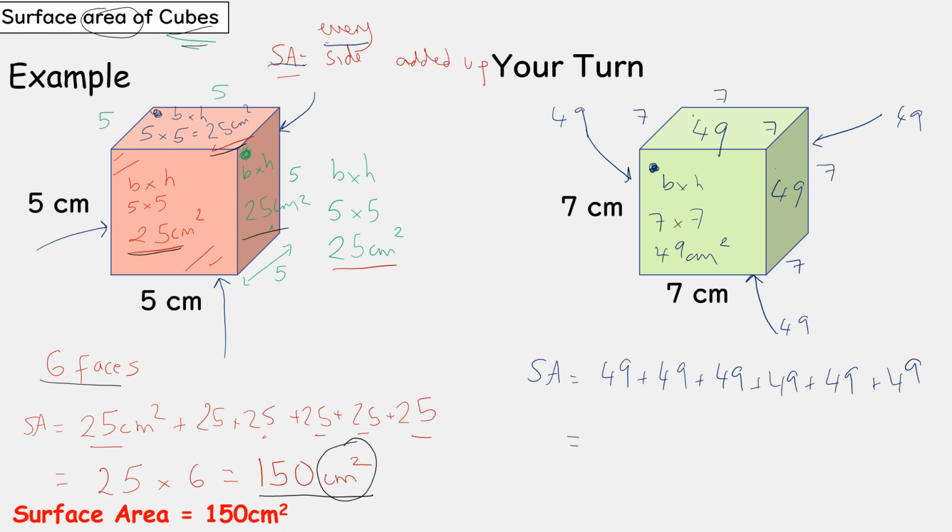Remember, 49 added together 6 times is the same as 49 times by 6. So you can use a calculator to work that out. And we should get 294. Let's not forget the units. It's an area, so centimetres squared.